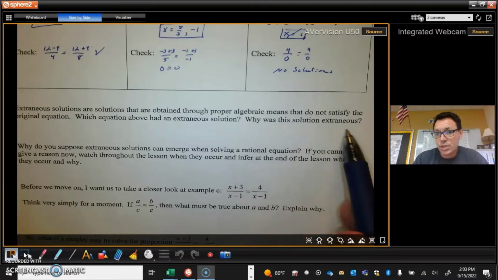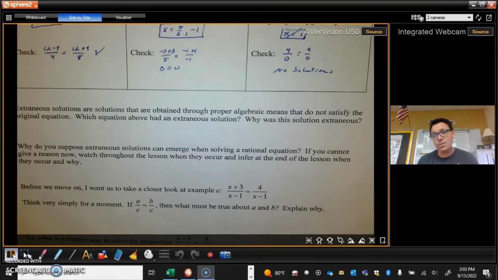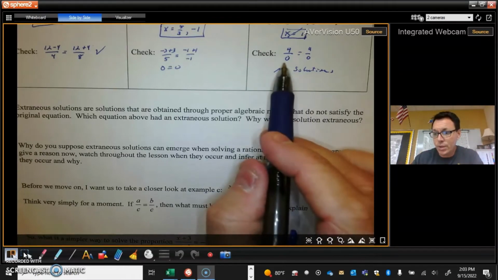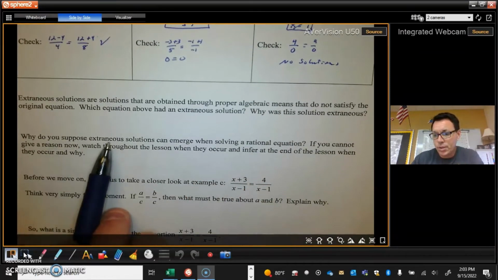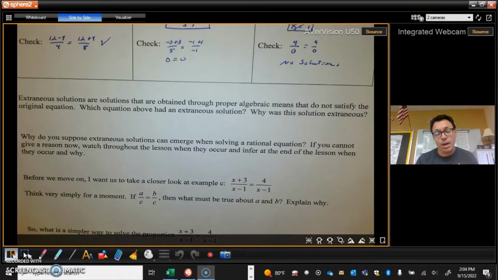Why was the solution extraneous? Well, it's because in this case, not only did the two sides equal each other, but they created a 0 in our denominator, which we're not allowed to have. Okay, so why do you suppose that extraneous solutions can pop up in a problem like this? Well, if you can't think that through, let's take a look at some other problems. See if maybe as we do a few of these, we can kind of see why these are happening. I can give you a clue, but it doesn't explain this one very well. So let's just keep going.